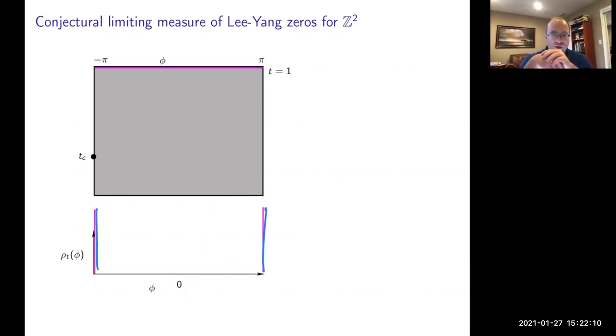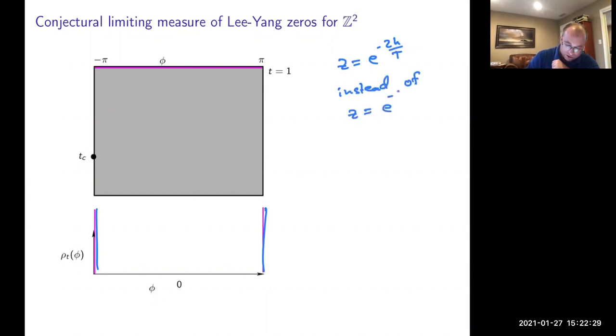So this is the picture. And what I want to try to convince you, I've actually done this, by the way, I'm sorry about this, but I've done this for Z equals e to the minus 2h over t instead of Z equals e to the minus h over t, which is what we were doing. This is a different normalization, but it doesn't really matter.